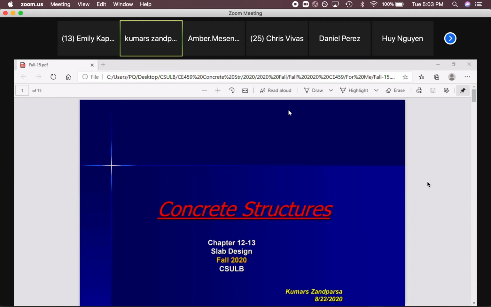Okay, I think it's better to start. I'm not going to wait more than this. As you might remember, last week we started slab design, and we went through an example for a one-way slab, and then I gave you tables for two-way slabs. Today I'm going to review those tables one more time very fast, and then go to the example.